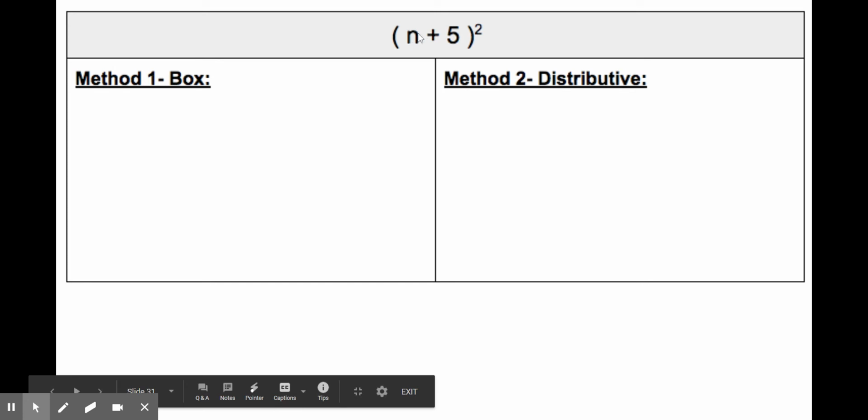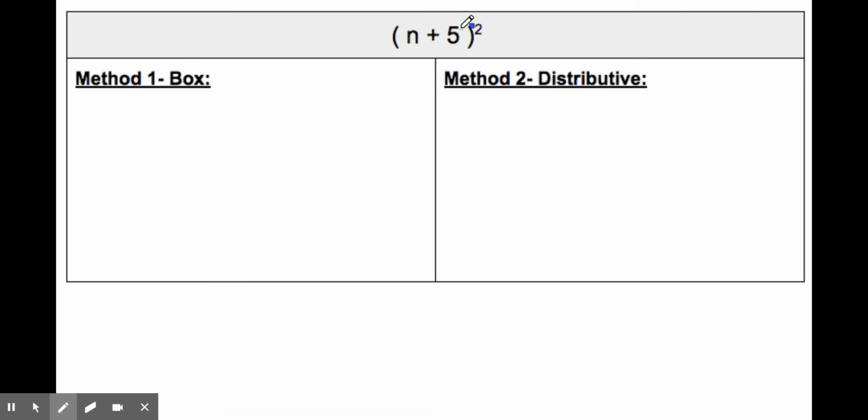All right, so this is n plus 5, that quantity squared. Why this is a little bit tricky is sometimes we just square the first and second term and we forget about the middle term. So the box method is really nice in this situation, because it helps us write all of this out. So n plus 5, and then I'm going to have another n plus 5 here.